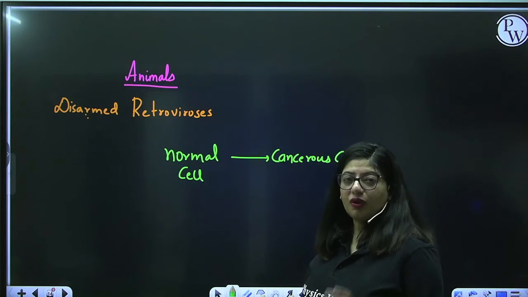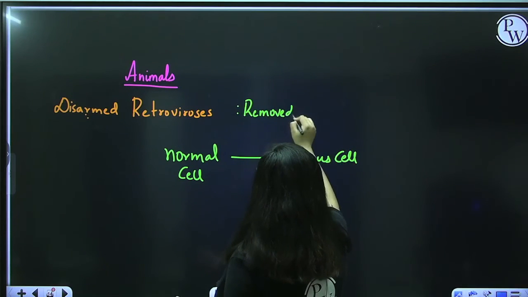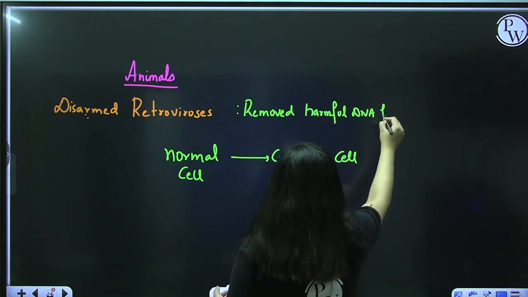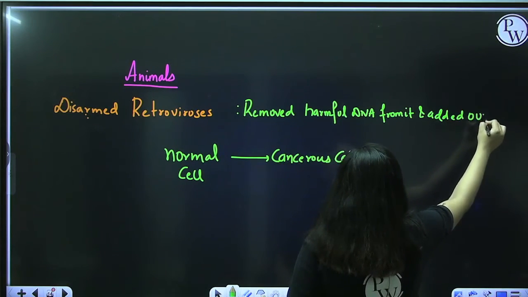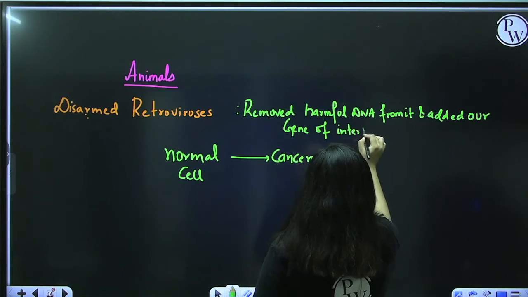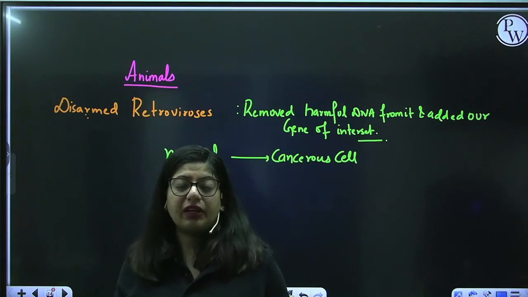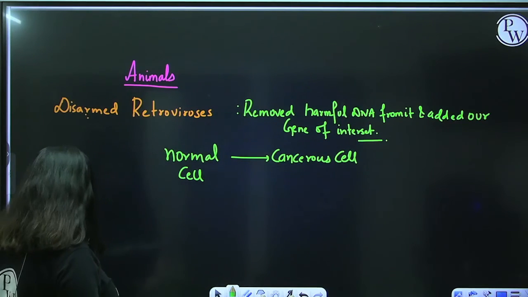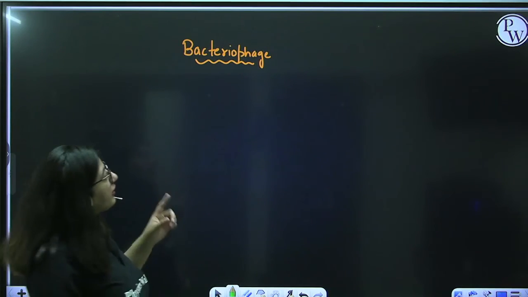You understood? So what we did, we removed harmful DNA from it and added our gene of interest. Our gene of interest. Alright, so this is how retroviruses are used for transforming animal cells, in fact human cells also, because we are also animals.